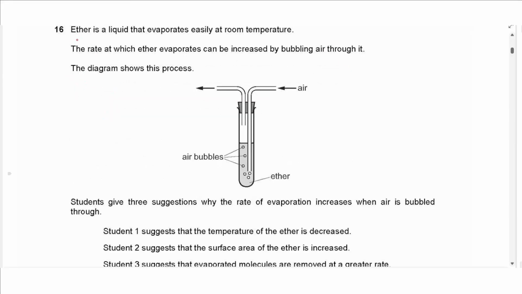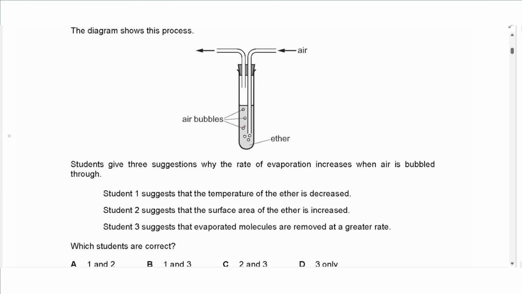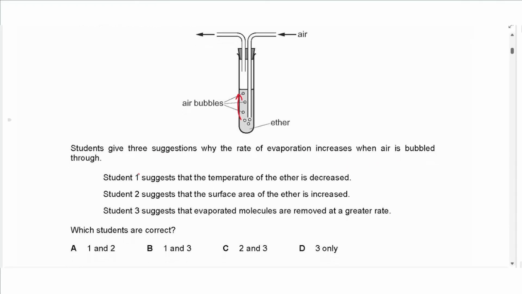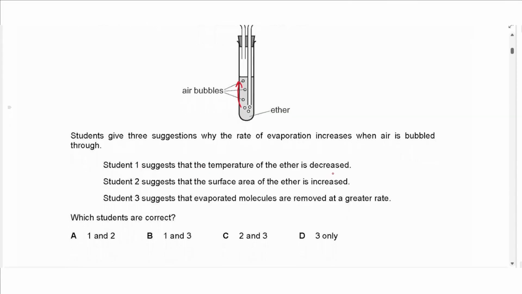Question 16 says, ether is a liquid that evaporates easily at room temperature. The rate at which ether evaporates can be increased by bubbling air through it. The diagram shows this process. So air goes in and rises up as bubbles. Students give 3 suggestions why the rate of evaporation increases when air is bubbled through. Student 1 suggests that the temperature of the ether is decreased. No, decreasing temperature decreases the rate of evaporation.